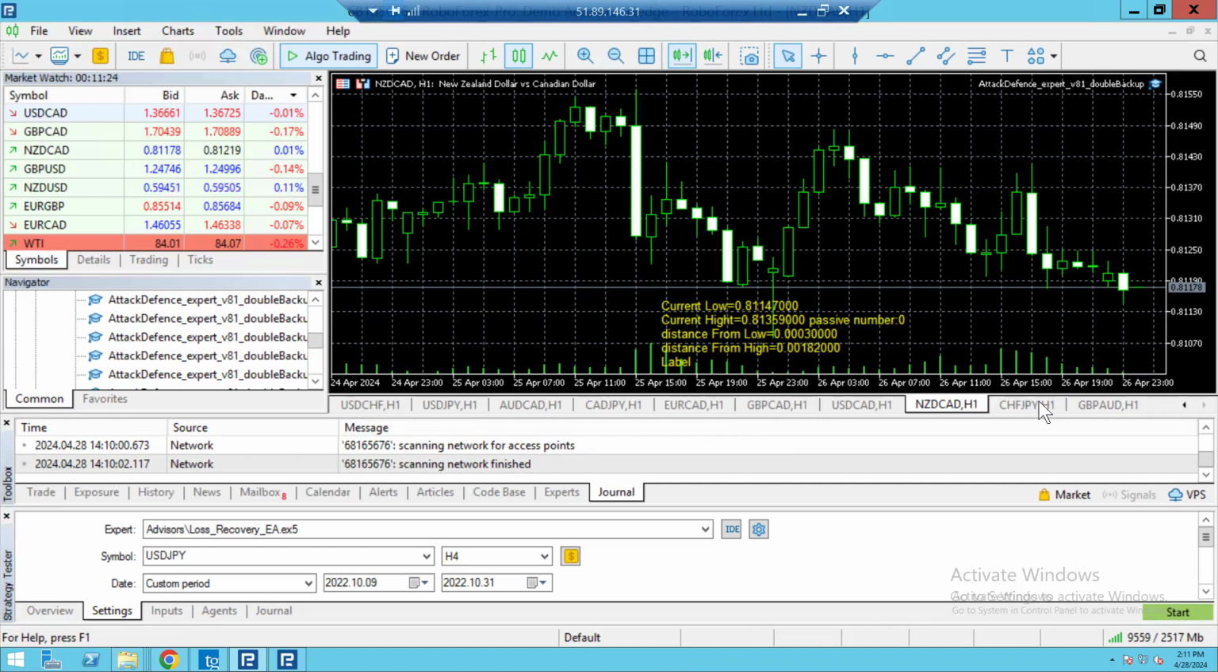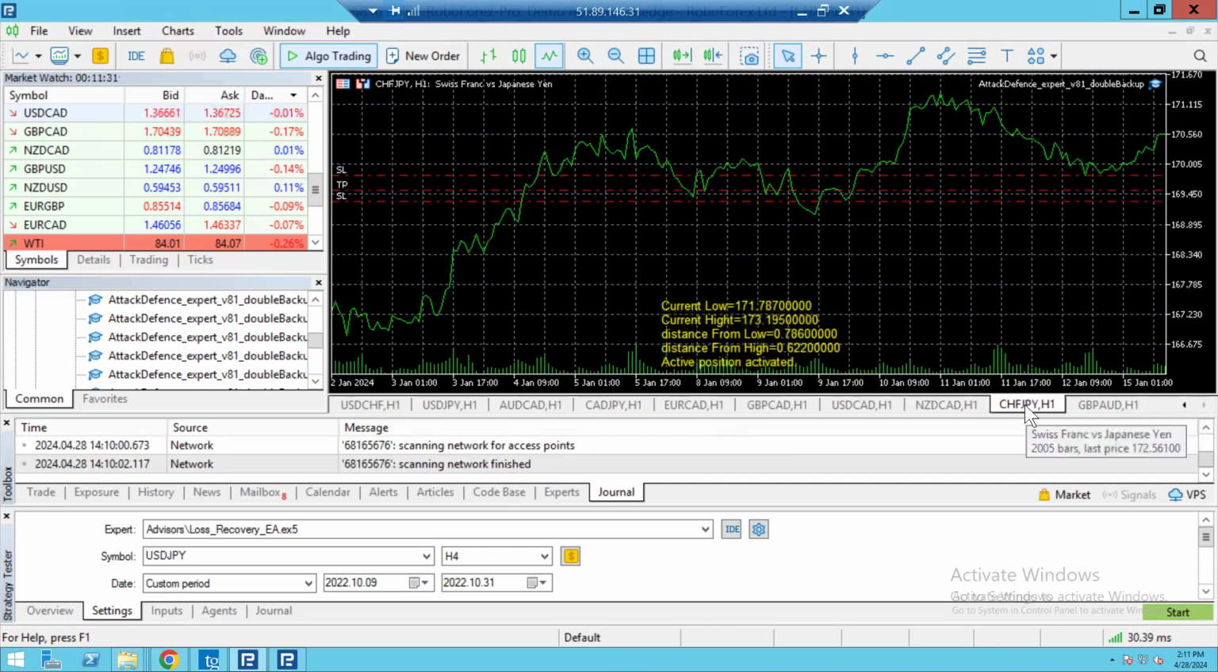Okay. So let me show you another example, CHF. You can see from the report here, the current low is 171.7, the current high is 173.19, the distance from low is 0.78, and the distance from high is 0.622.